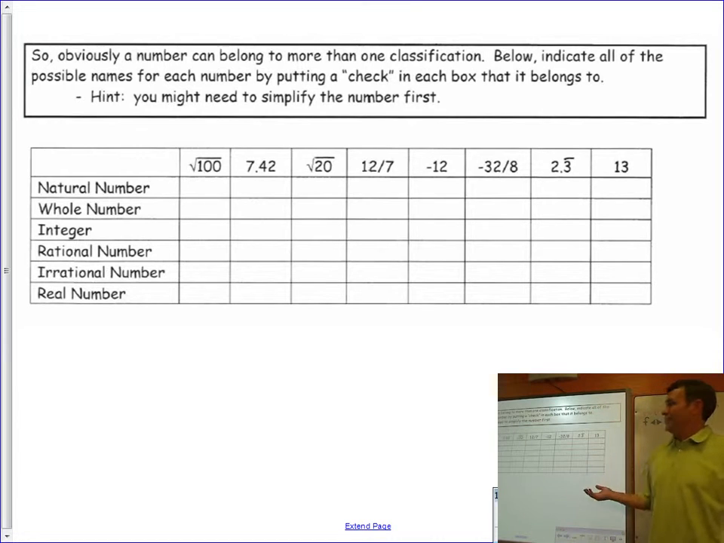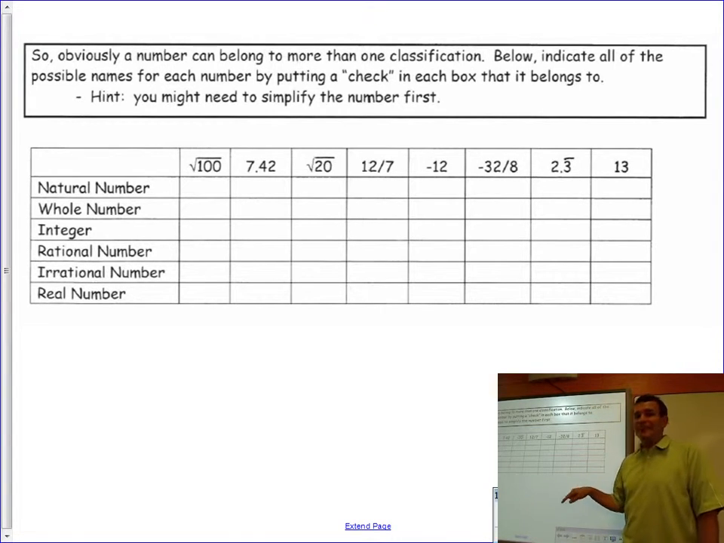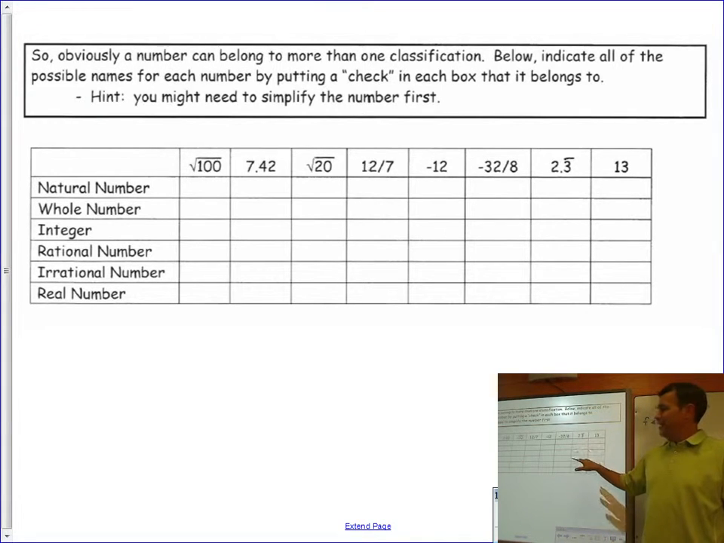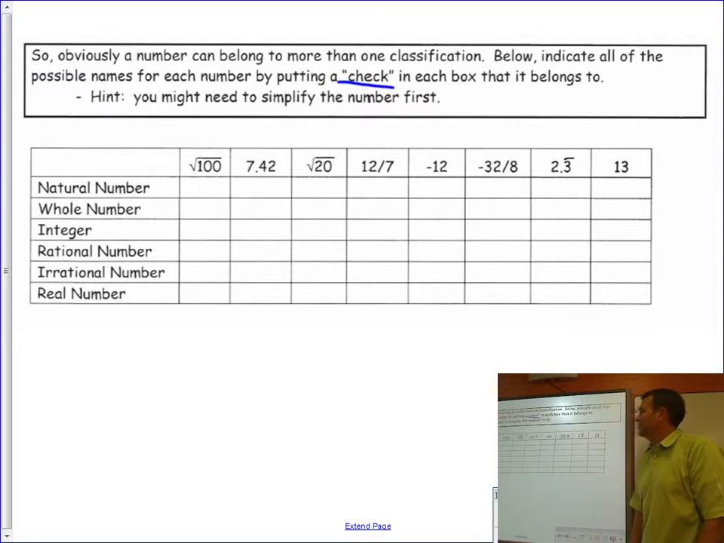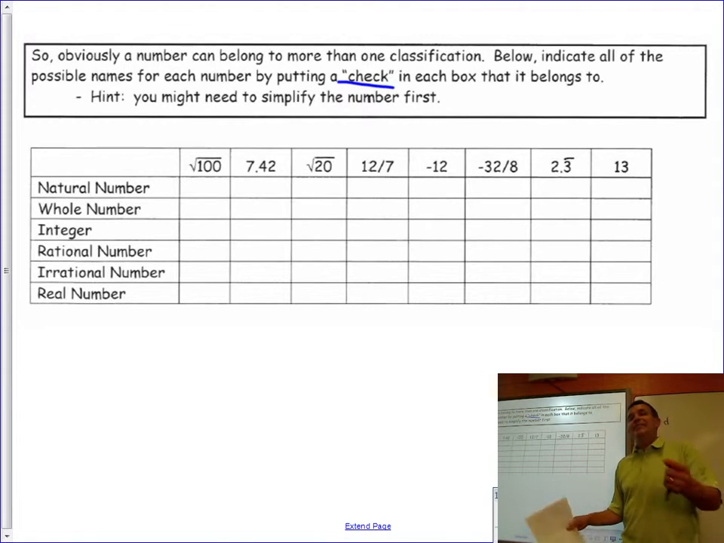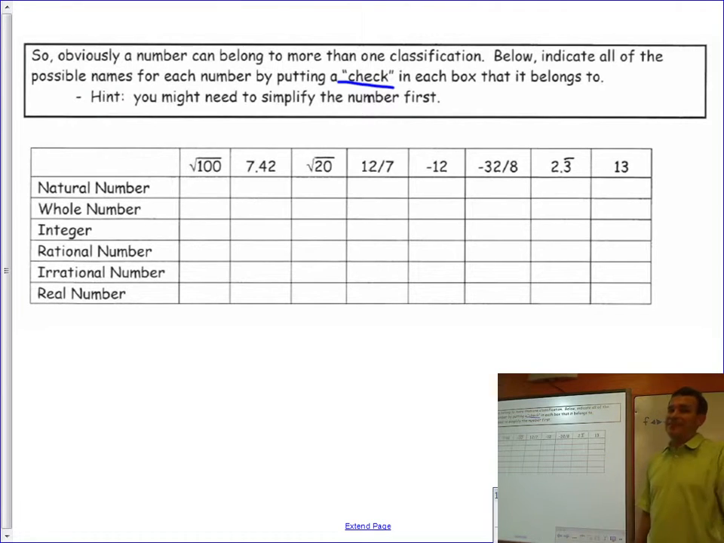So I wrote, obviously a number can belong to more than one classification. That's a fancy word for groups. Below, we want to identify all the groups that each number belongs to by putting a check in the box of each category. And I put a hint there. You might want to simplify it first. Now, I would encourage you, go ahead and stop the video if you want and try to do it first yourself, and then start the video and see how you did. This is hard for most people to get these exactly right. Let me go over them.